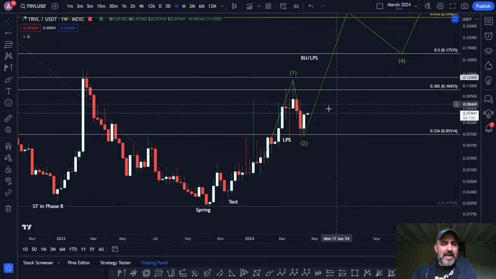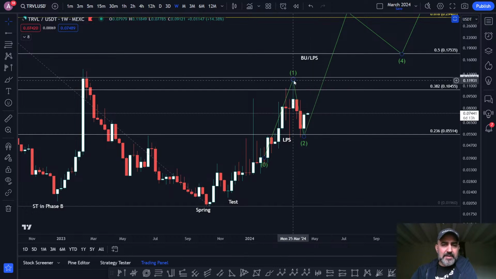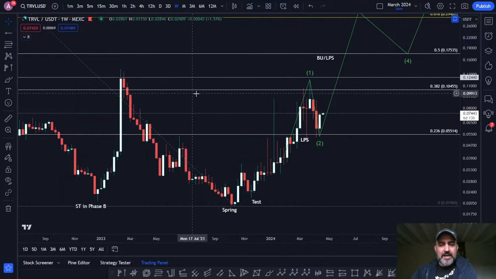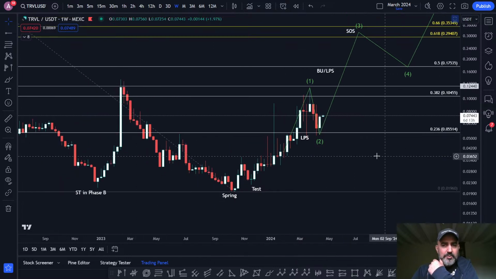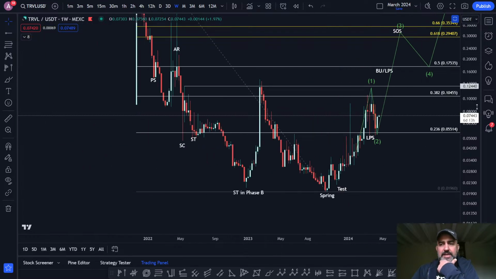What we really want now to confirm this whole idea is to go up and take out that high at about 11.9 or so cents, and then obviously to take out this high at nearly 15 cents. That's what we need to happen now with the price.